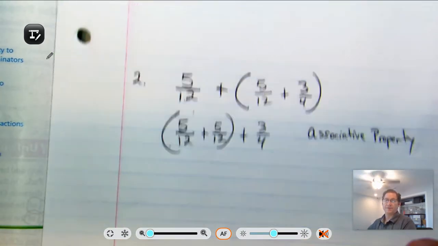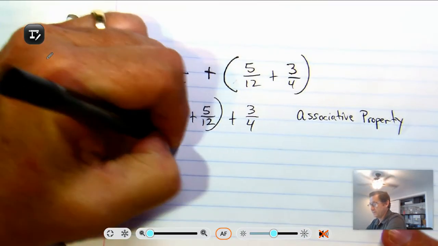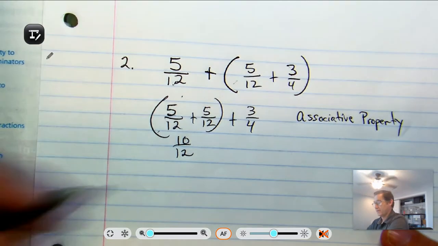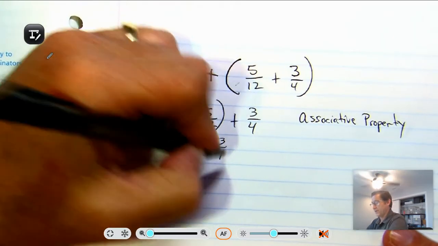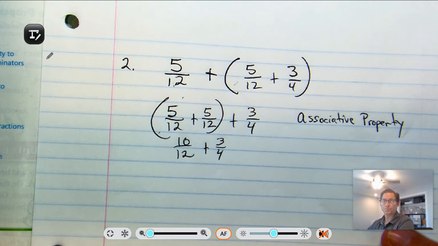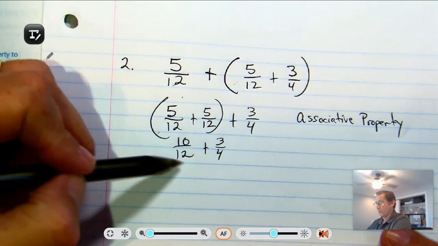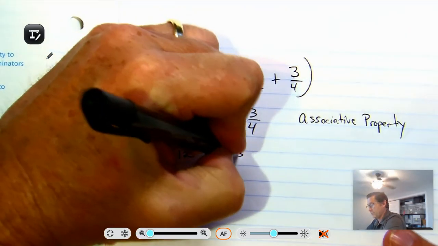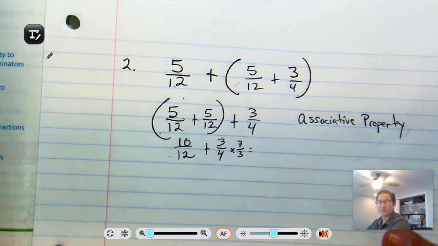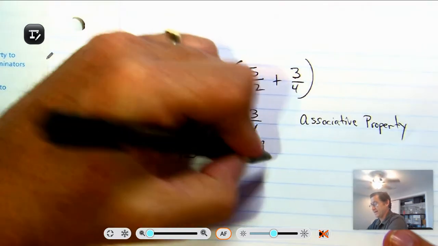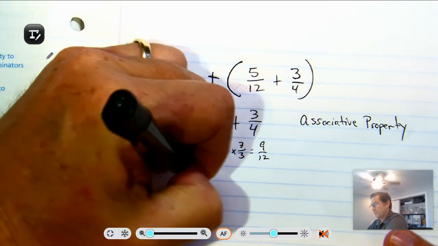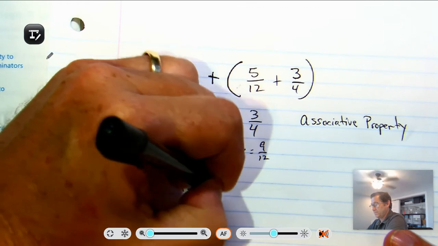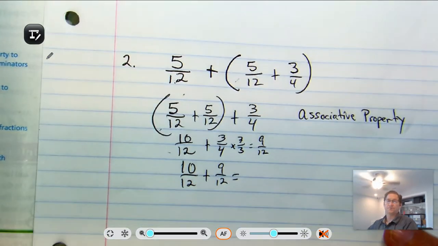All right, now let's simplify. 5/12 and 5/12 is 10/12 plus 3/4. Well, fourths and 12ths are not similar, but I can multiply 3/4 by 3 over 3 to get 12ths. So that would be 9/12. So 10/12 plus 9/12.